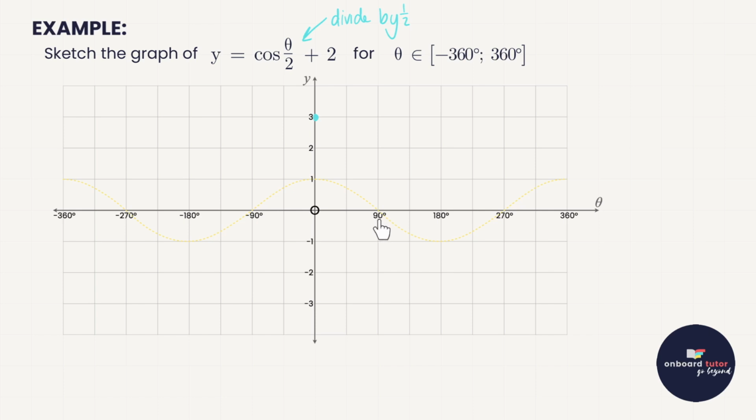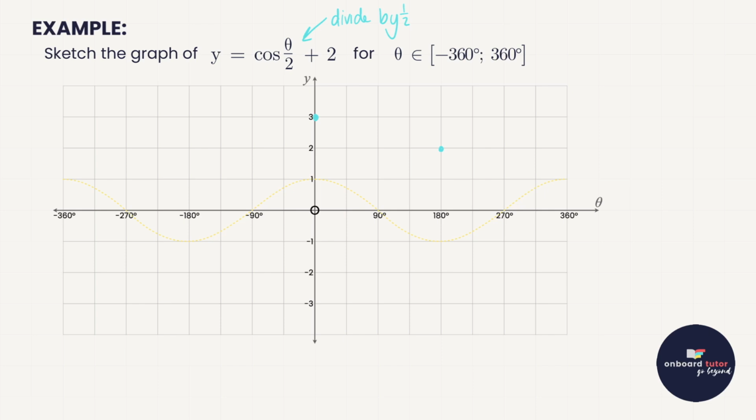Here's 90 degrees. At 90 degrees, it's 0. So to my x value, I need to divide it by a half. So that's actually going to take me to 180. Okay, and you can check me on your calculator. Dividing by a half is the same as timesing by 2. Okay, and then we need to shift it up 2 places. So we're going to plot our point there.